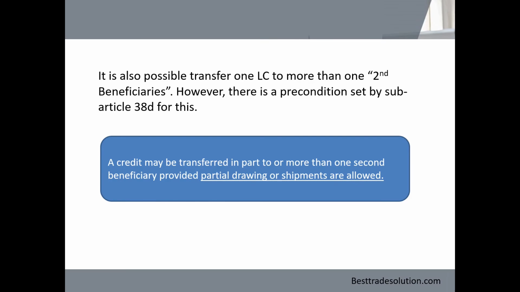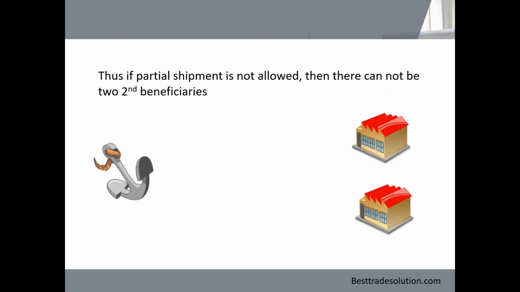It is also possible to transfer one LC to more than one second beneficiary. However, there is a precondition set by subarticle 38d for this. A credit may be transferred in part to more than one second beneficiary, provided partial drawings or shipments are allowed. Thus, if partial shipment is not allowed, then there cannot be two second beneficiaries.